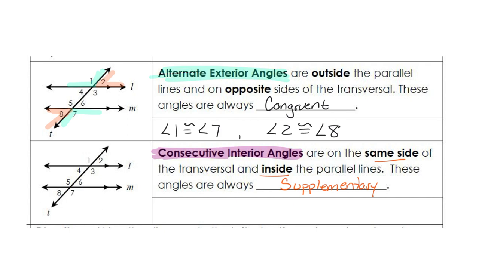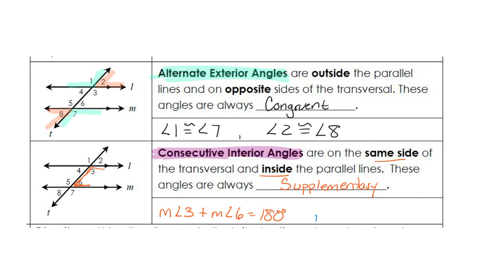Some examples of this: the measure of angle 3 plus the measure of angle 6 equals 180 degrees. So 3 plus 6, because it's consecutive, it means they're next to each other. Right here, they're next to each other. Interior, they're on the inside of the lines, and supplementary. So if I take this angle and this angle and add up the measurement of both of them, they will equal 180 degrees.